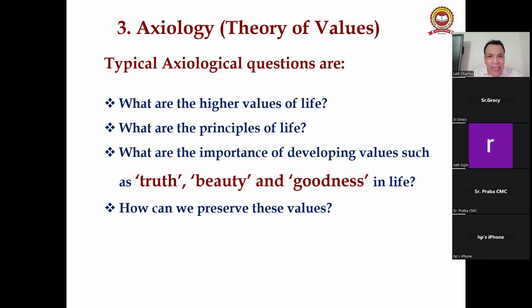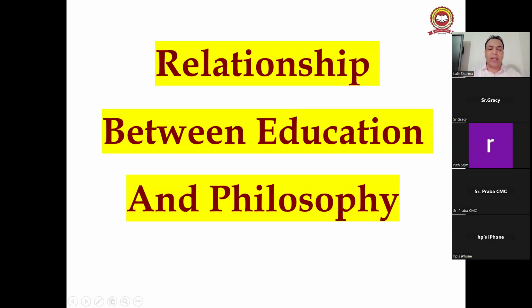The third one is axiology, which talks about the theory of values. The typical axiological questions are: what are the higher values of life? What are the principles of life? What is the importance of developing values such as truth, beauty, and goodness? So where can we get the answer? We can get the answer by studying philosophy. This is the reason this paper is in the B.Ed or M.Ed class. We will come to know whether, when a baby is born, he is born with these values, or we create the values and put them into the mind of the student, saying you have to learn this. From where will we get it? Now we talk about the relationship between education and philosophy.